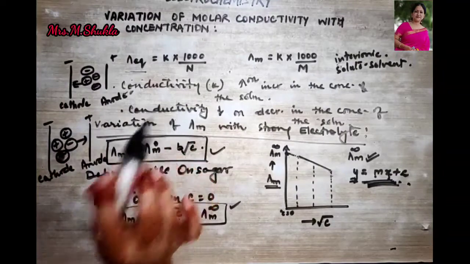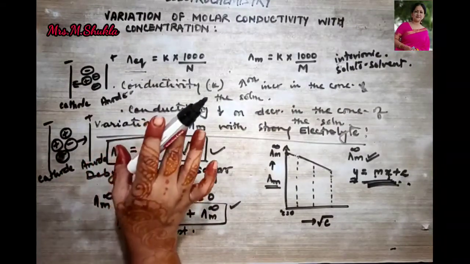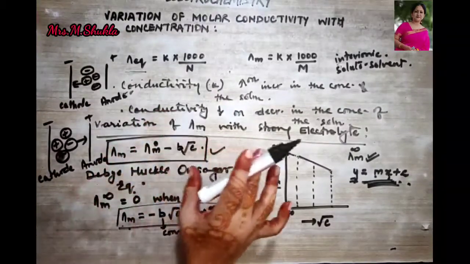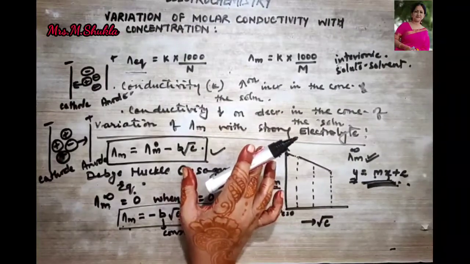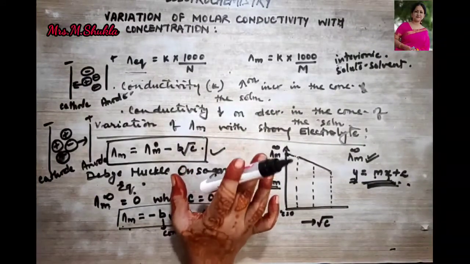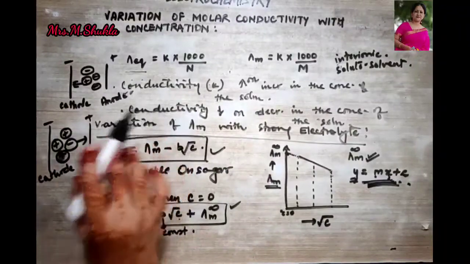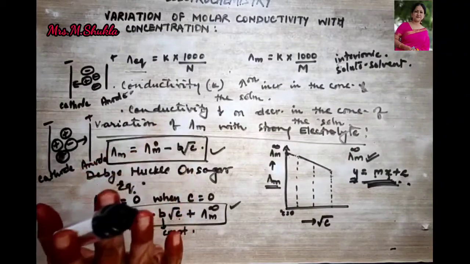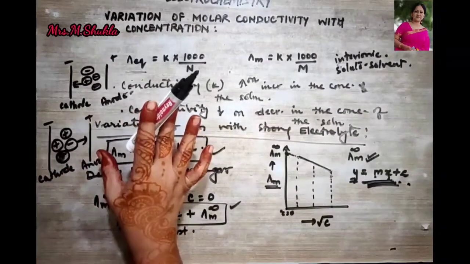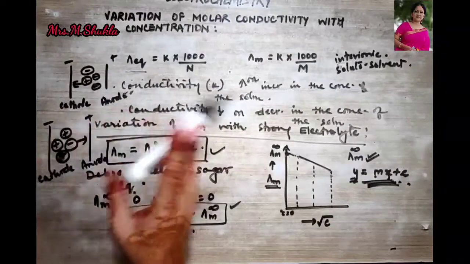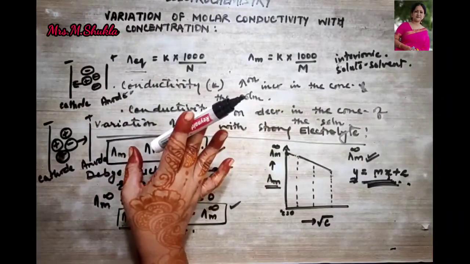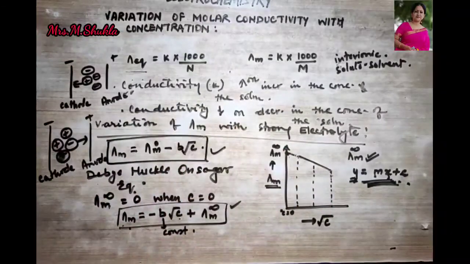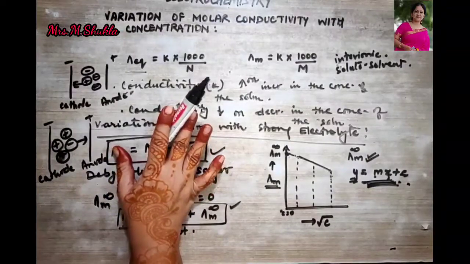This interionic attraction hinders the movements of the cations and anions, and this is the cause of low value of molar conductivity in the concentrated solution of strong electrolytes, right? But on dilution, this interionic attraction diminishes, and the cations and anions move independently of each other. Thus molar conductivity increases on dilution. I hope this point is very clear to all of you.